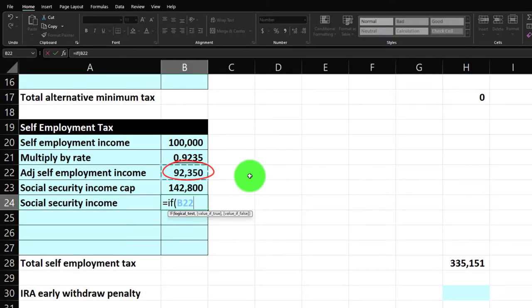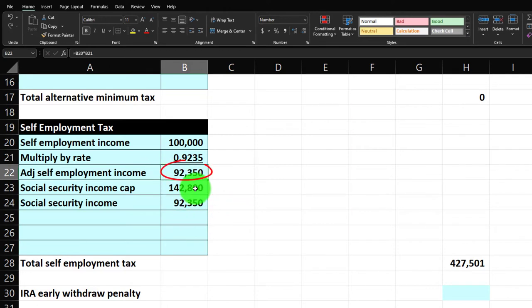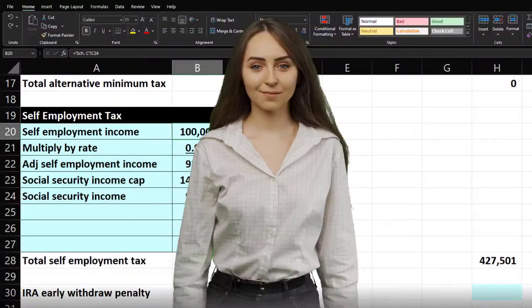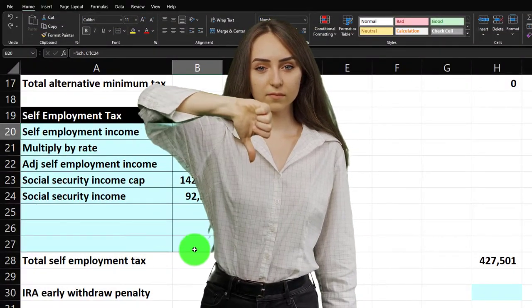If this number is less than this number, then, with a comma, I want you to take that number, the one we calculated. But if not, comma, then I want you to take the cap. And there it is. So if this number turned out to be something higher, like 200,000, then we'd be capped out at the 142. And the cap is there because over this amount, you don't get any benefits. It's kind of like a retirement plan type of thing instead of a safety net. So you can argue about the cap and whether it's good or not, but that's the way it is at this point.